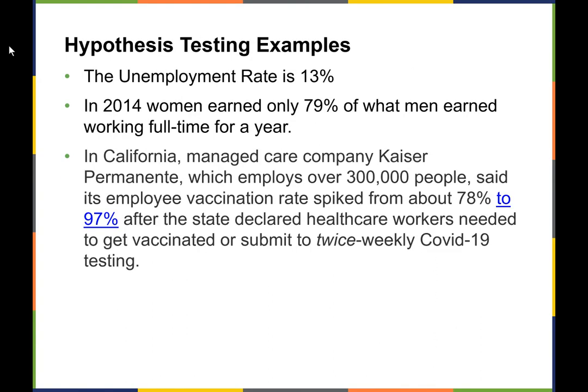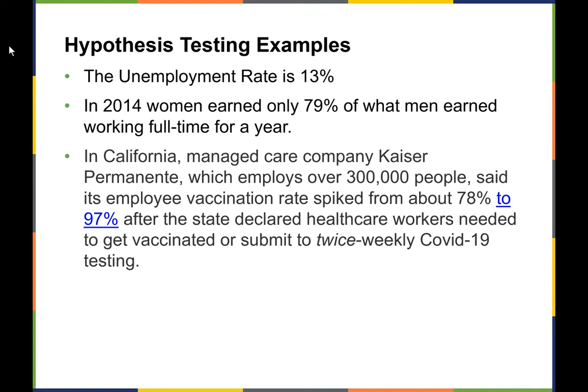Let's do some examples. Let's say we read in the newspaper that the unemployment rate is 13%. We would need a way to test to see if this was true or not. Maybe we read that in 2014, women only earned 79% of what men earned working full time for a year. Another example of something we could test. And finally, in California, managed care company Kaiser Permanente, which employs over 300,000 people, said its employee vaccination rate spiked from 78% to 97% after the state declared healthcare workers needed to get vaccinated or submit to twice weekly COVID-19 testing. Another example of a statistic we could test with hypothesis testing.